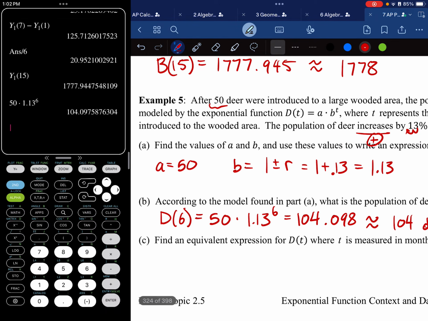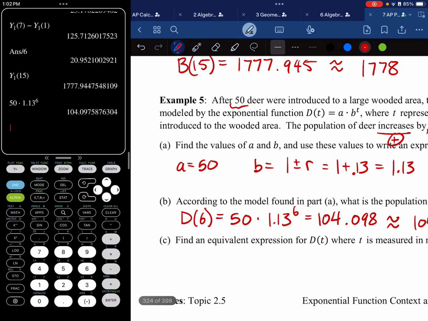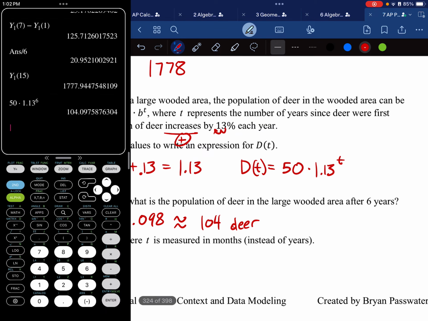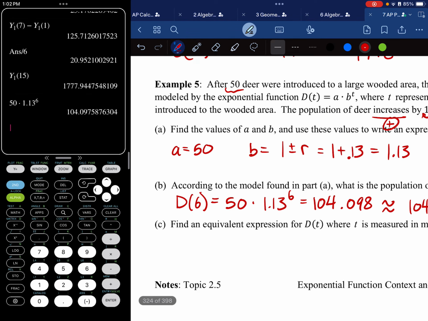All right, finally, find an equivalent expression where T is measured in months instead of years. Okay, so we're going to take our same equation. D of T is equal to, we never change that first number. It's still 50. Our initial number is still 50. This is the thing that's going to have to change. It's 1.13. Our T has to change.